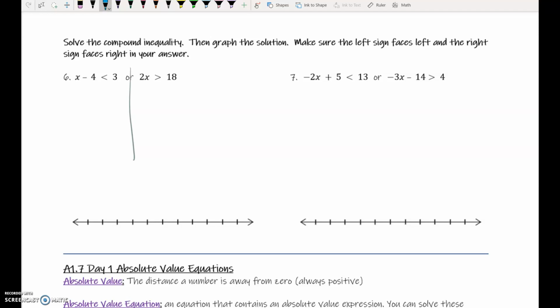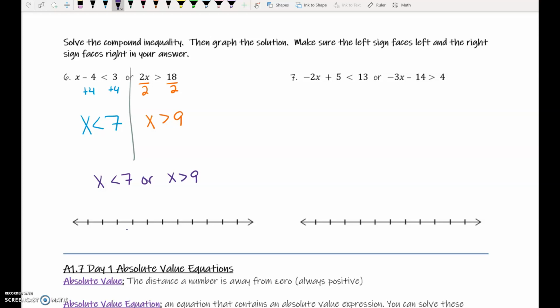So our first one, x minus 4 is less than 3. We add 4 to both sides. We get x is less than 7. That's the first part of our answer. The other side, we're going to divide by 2 to get x is greater than 9. So our actual solution is x is less than 7 or x is greater than 9. These are the types of graphs that have two pieces that point in opposite directions.